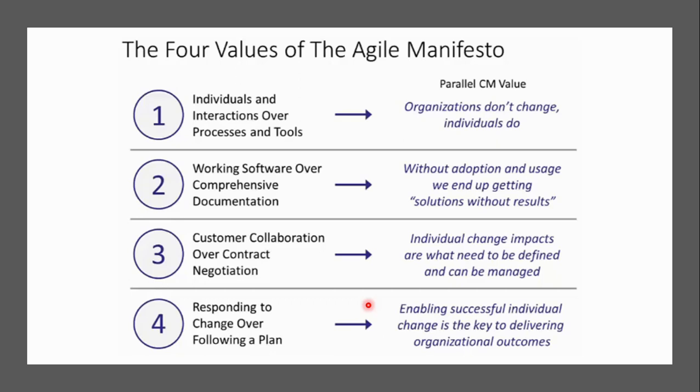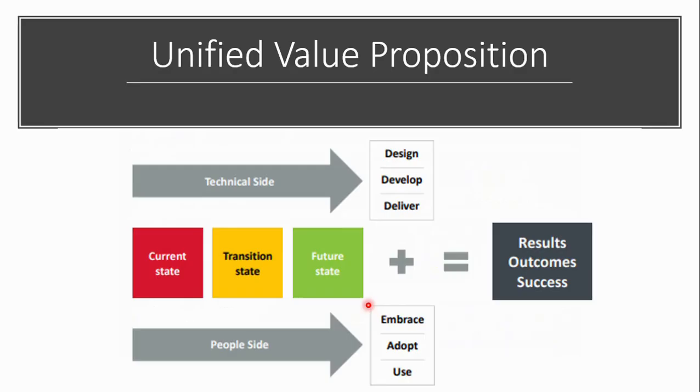So what they're trying to do is map the 4 key values of agile into the individualized change concept in change management. Right. So this is what I said earlier. The project team can deliver the product, the technical side, design and deliver the product. But then on the individual side, you will have to embrace the change, adapt to the change, and use the change for a working solution.